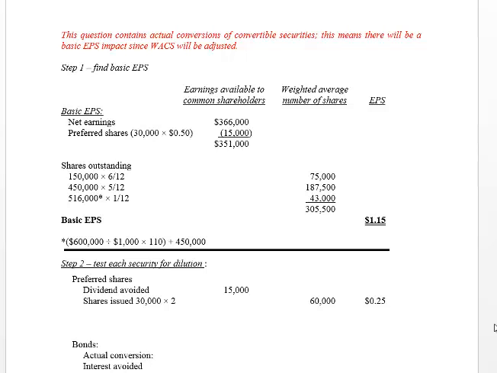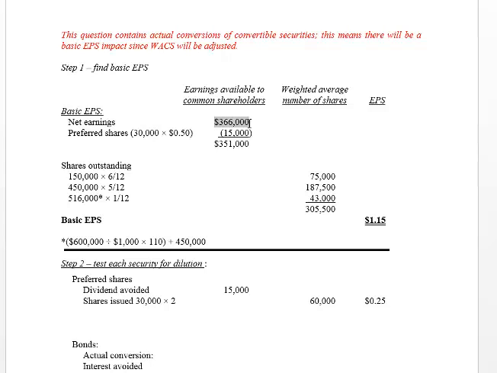Because we had an actual conversion, we're going to have to calculate how that would have affected our basic EPS calculation, because one thing we know for sure is when there are actual conversions of convertible securities, there's definitely going to be an impact in our WACS. So in our case, because we've got bonds, it's definitely going to have an effect on our WACS. So let's see what that impact will be. Well, in the numerator, what will the impact be?